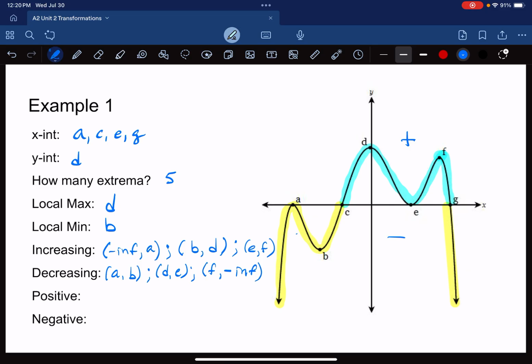So we need to write this first section of yellow highlight with two different interval notations. So it starts at negative infinity and it goes to A and does not include A. And then it picks up at A and goes all the way to C. And that's the positive. Actually, that's the negative section. Sorry. Let me erase that.